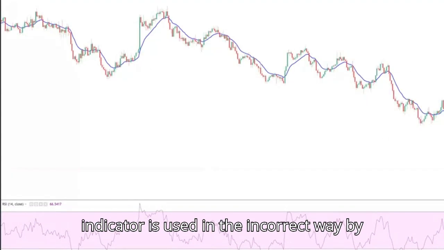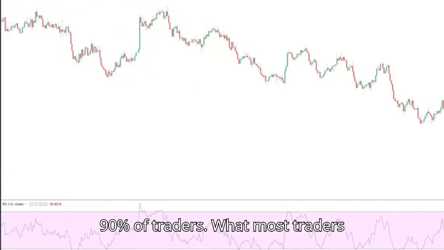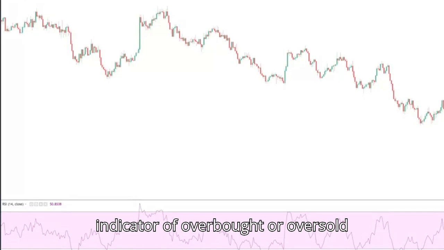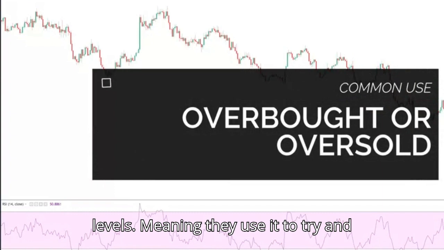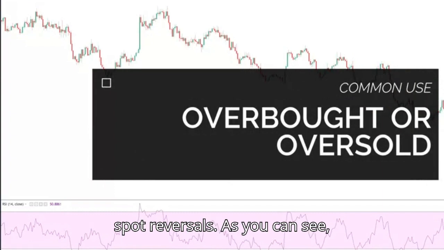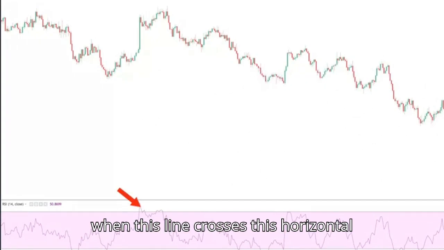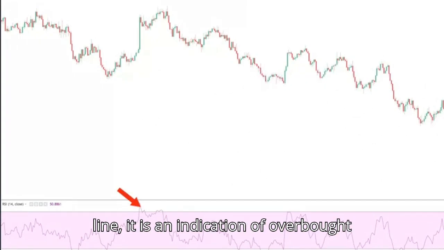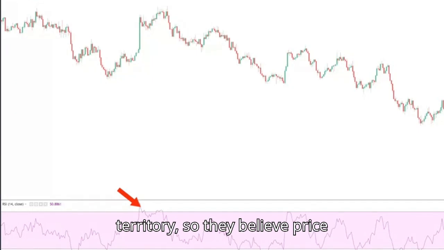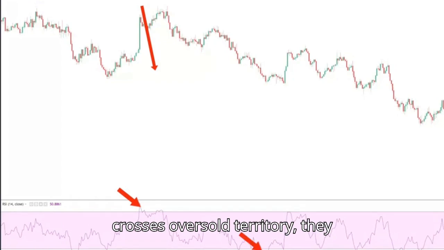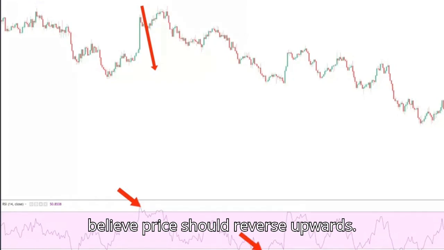So the RSI indicator is used in the incorrect way by 90% of traders. What most traders use it for is as an indicator of overbought or oversold levels, meaning they use it to try and spot reversals. As you can see, when this line crosses this horizontal line, it is an indication of overbought territory, so they believe price should reverse. When this line crosses oversold territory, they believe price should reverse upwards.